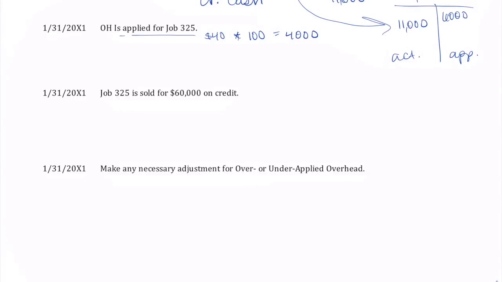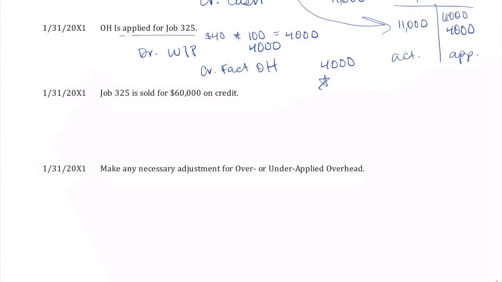Remember how we apply overhead. We debit our WIP account. Remember, job 325 is not done yet. That's still going. And then we credit factory overhead for $4,000. So now I'm going to record this credit over here. We've applied a total of $10,000. Actual at this point is $11,000. This is just going to keep going until the end of the month or something like that where we true it up.